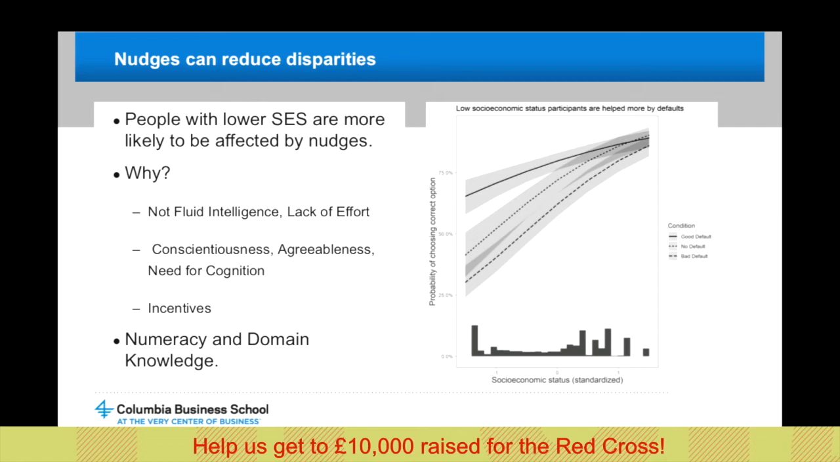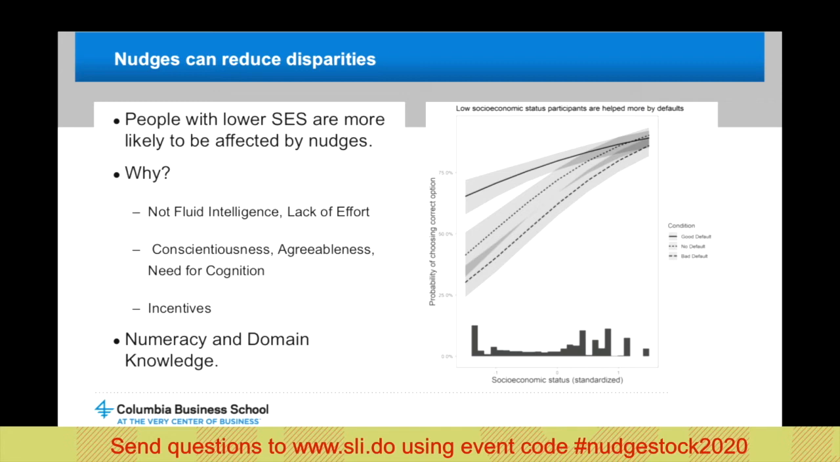And what you see are 3 lines. The top line is pretty simple. That's people who've had the good default. The bottom 2 lines are the neutral default and the bad default. What you see is, okay, for the very rich people, defaults don't make a difference. But for the poor, they make a very big difference. In fact, you make people pretty well off in their decisions if you give them the good default, but they do badly if you give them no default or the bad default.